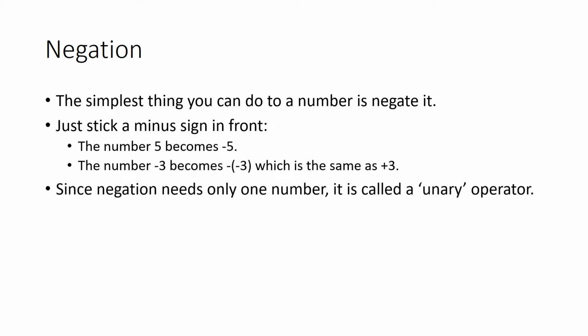Negation only needs you to have one input number, so it's called a unary operator, as opposed to a binary operator like 1 plus 1, because it has two numbers as input.